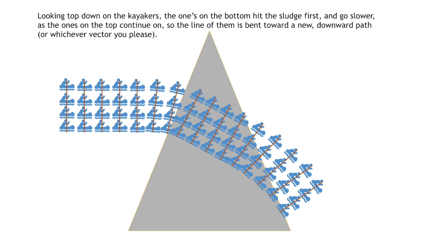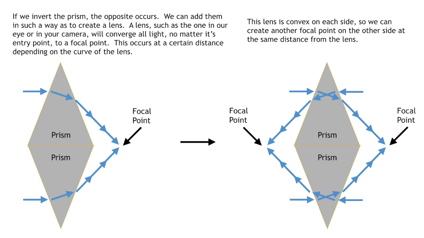So looking down on the kayakers, the ones on the bottom hit the sludge first and go slower as the ones on the top continue on like we talked about, so the line of them is bent toward a new downward path, or whichever vector you please. Left to right, and so on and so forth. Looking top down, looking side on, either way. If we invert the prism, the opposite occurs. In other words, we're just flipping the prism upside down.